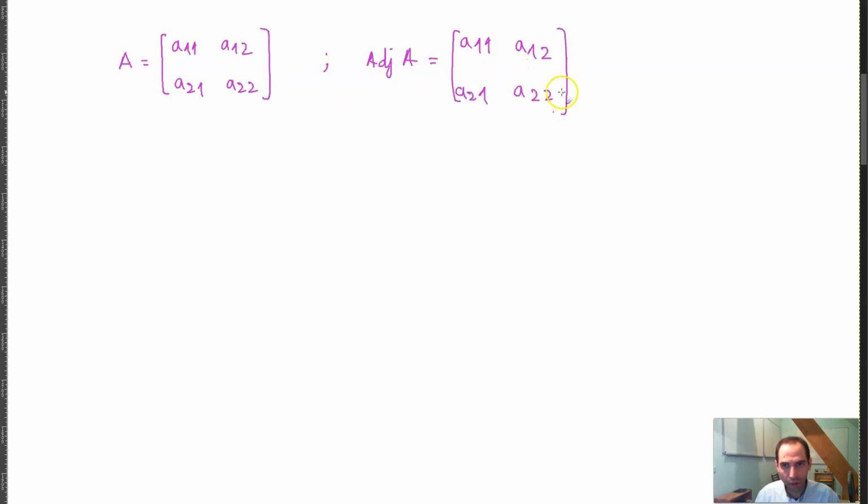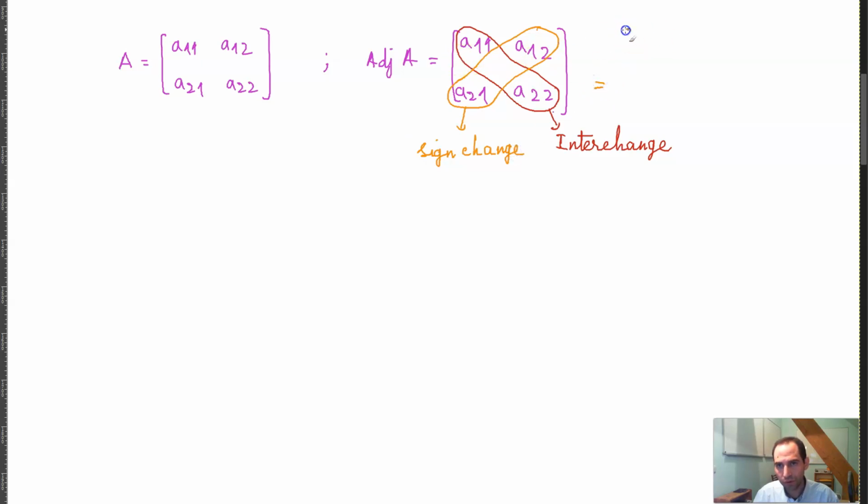So along the diagonal you have an interchange, and along the other two elements they have written sign change. Ultimately, if you interchange these two, you'll get A of 2 2 here and A of 1 1 there, and with the sign change here you'll get negative A of 1 2, and here negative A of 2 1. And that would be the transpose of the adjoint of your matrix.